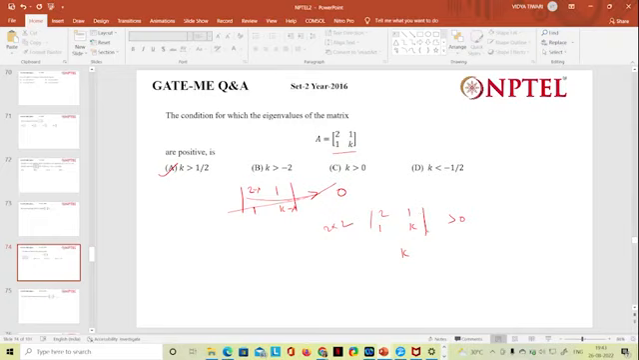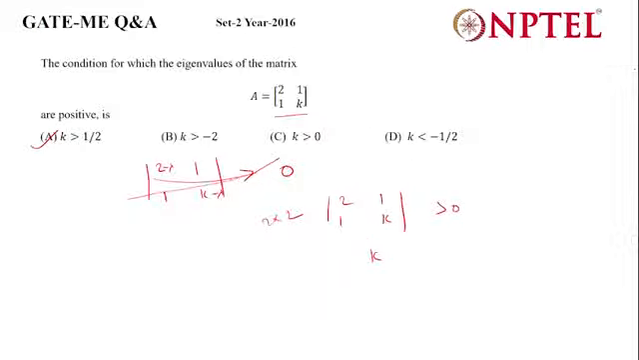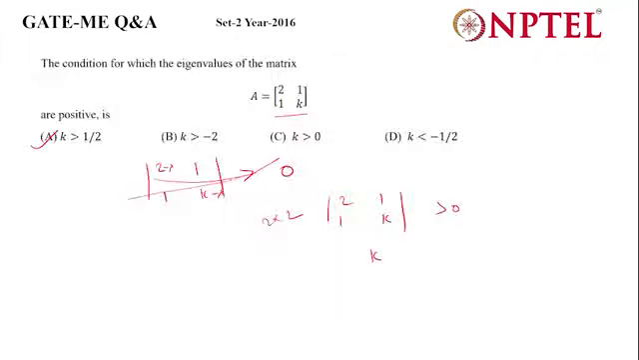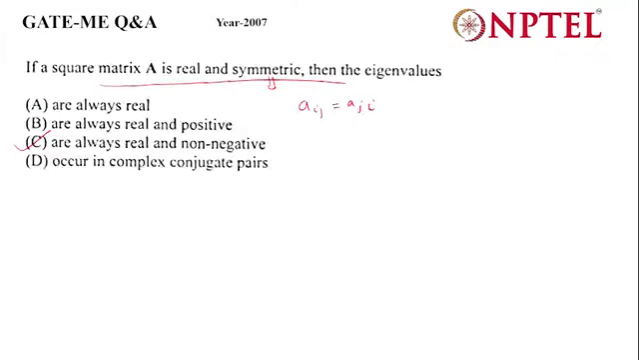So why is k greater than 0? Wait, there was one property: the eigenvalues of the matrix will be positive if all the leading minors of that matrix are positive. What are the leading minors? Wait. We will go back to that.